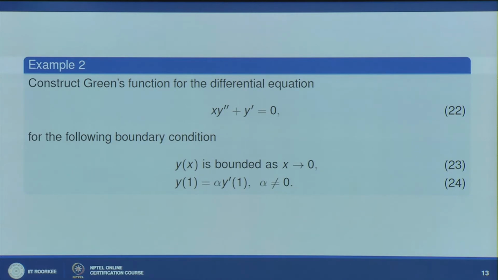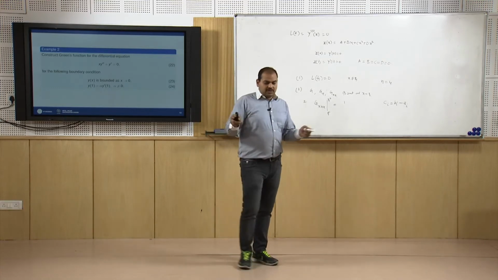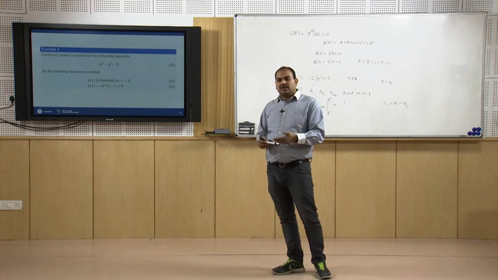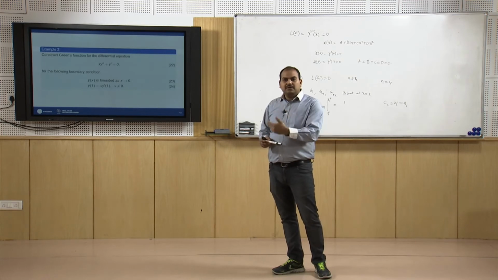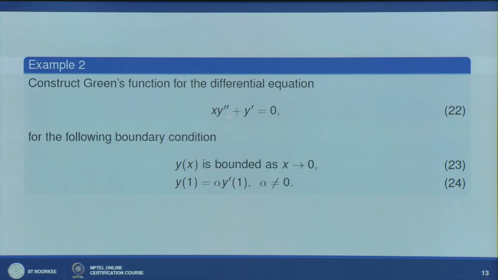If you remember, we assumed one condition that the coefficient of the highest order derivative is non-zero in the entire interval a to b, but suppose it is not. Suppose the coefficient of the highest order derivative is 0 at one of the endpoints. For example, here we have x y double dash plus y dash equal to 0. This is an ordinary differential equation. If we take the interval from 0 to 1, then the coefficient of y double dash, which is x, vanishes at the point x equal to 0.